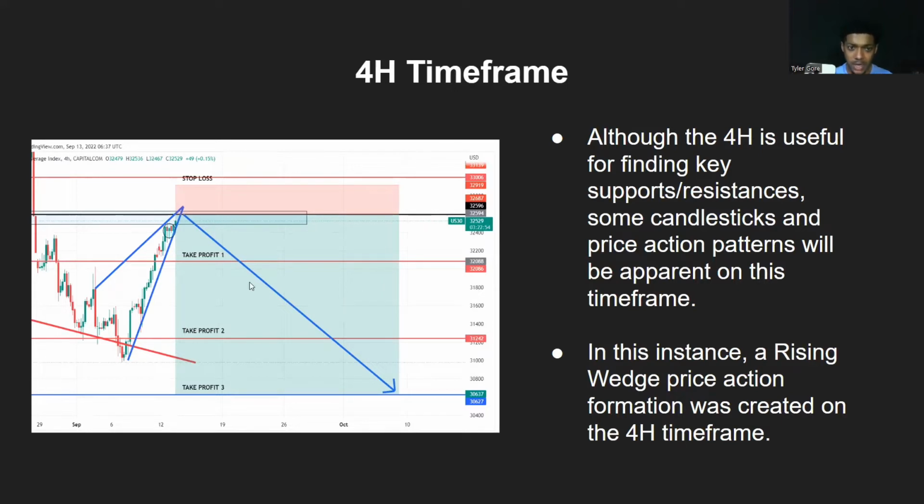So here, guys, we kind of see a rising wedge. That's what it's called, a rising wedge on the 4 hour, right? So like I was saying, you can see a lot of candlesticks on the 1 hour and the price action patterns, certain patterns that show if price is going to be pushing upward or downwards in the market. You can see them on the 4 hours sometimes, it's not a strict rule, right?